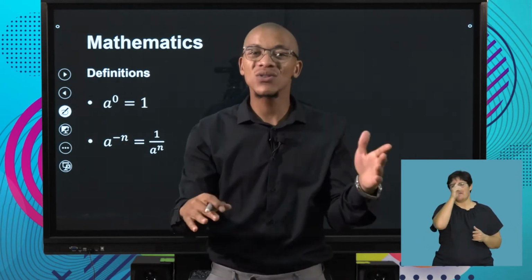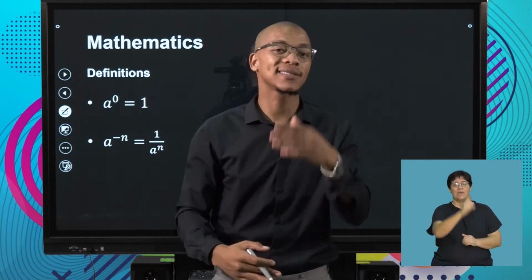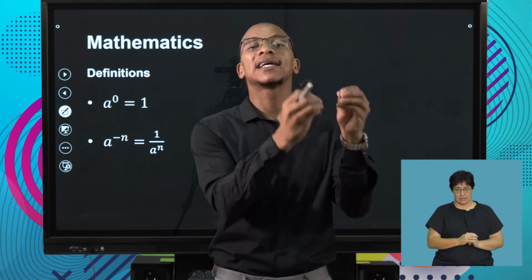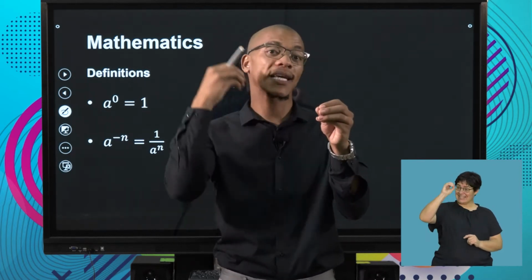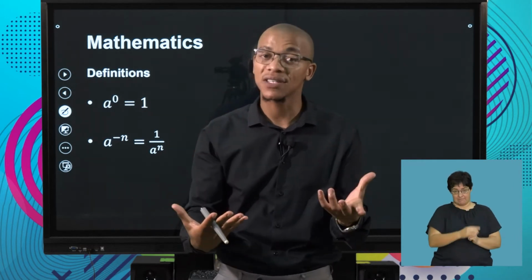If I have 1,000,000 raised to 0, it will become 1. 1,000 raised to 0, it will become 1. So it does not matter what the number is. As long as it is raised to an exponent of 0, it will forever be 1. That's one of the definitions that we have.